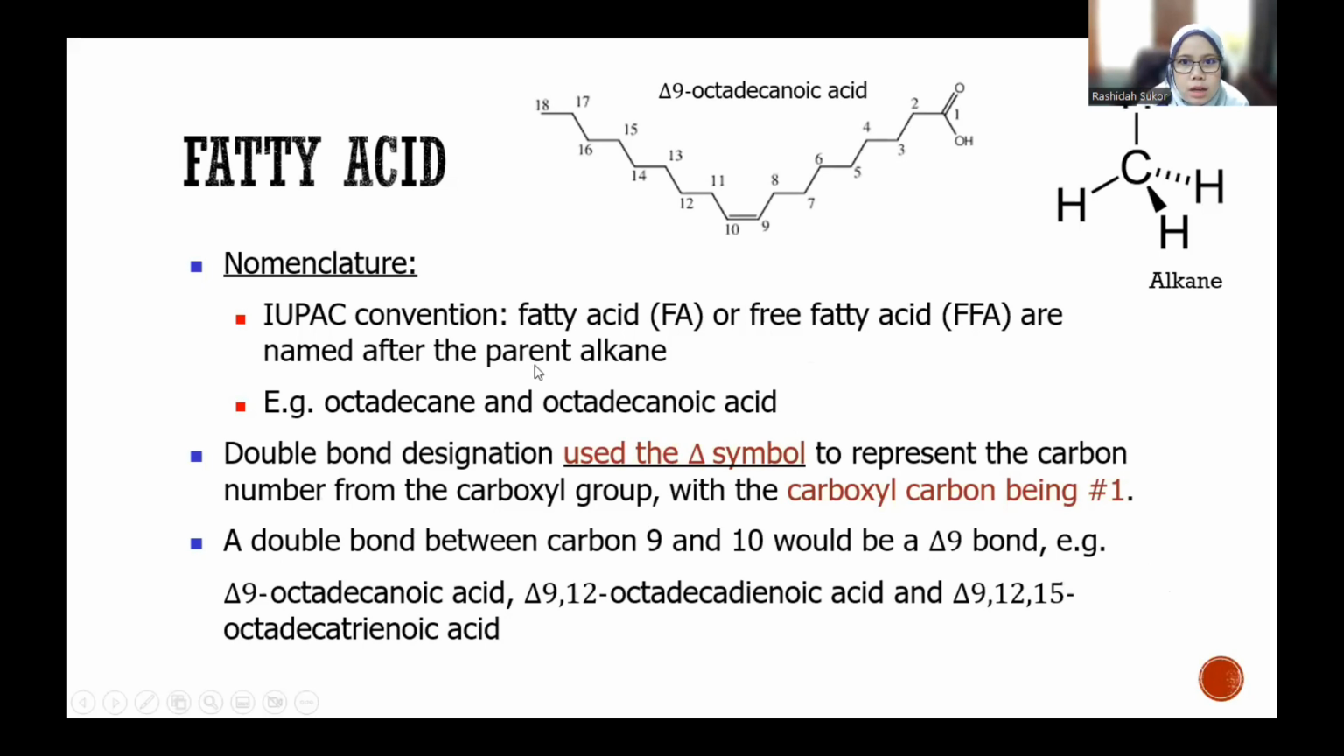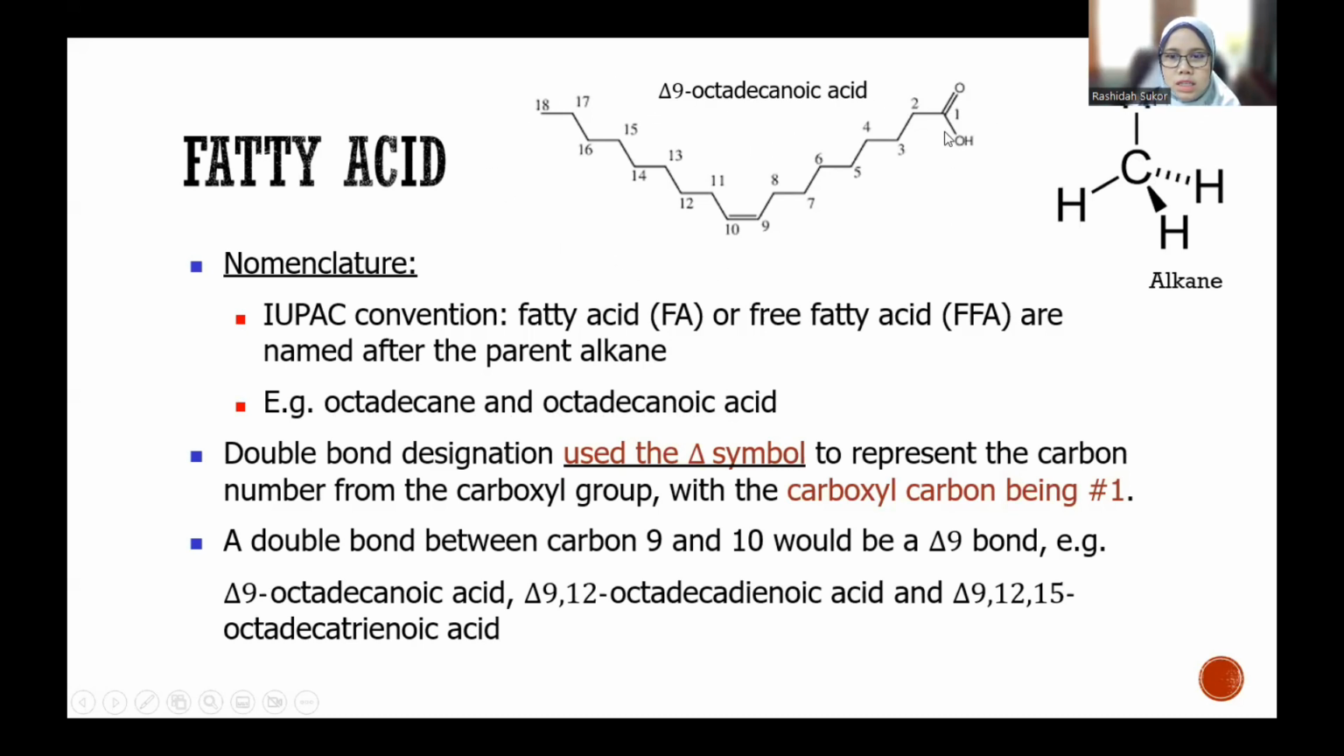Let's see what we have here. Okay, nomenclature for the IUPAC convention: fatty acids and free fatty acids are named after the parent alkane. So it has the alkane group, the CH3, 1, 2, 3. For example, octadecane and octadecanoic acid. So this is octadecanoic acid.